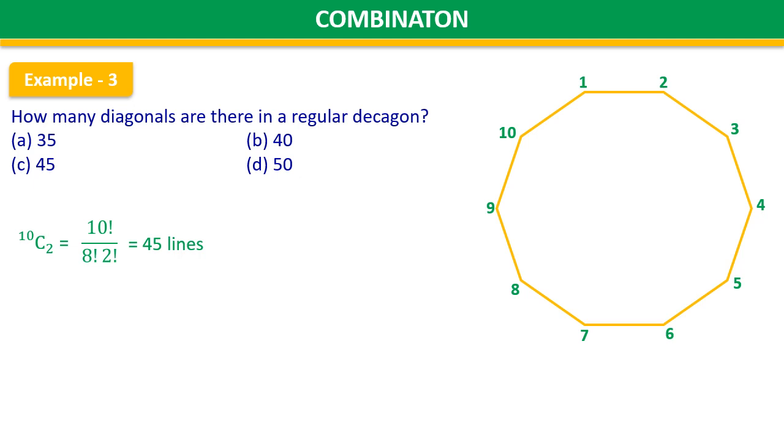But 45 is not the answer. So total 45 lines can be formed by joining 10 non-collinear points. Out of these 45 lines, 10 lines are the edges of the decagon. So minus 10 edges, the remaining are 35 lines, which are nothing but the diagonals. So the answer is 35.